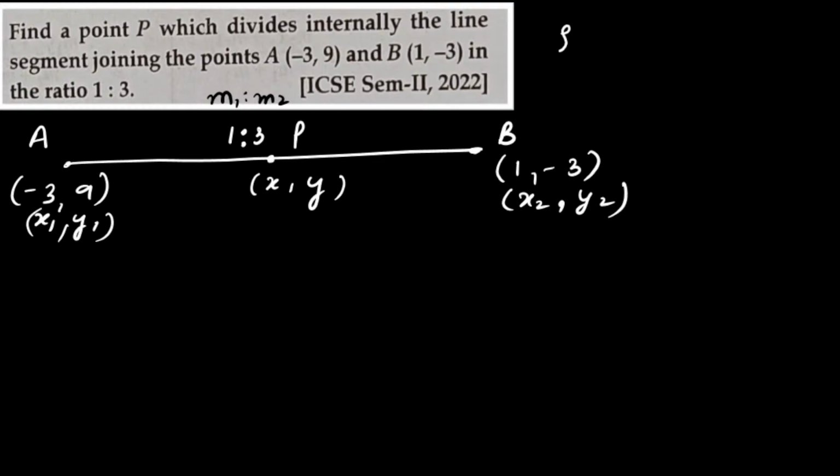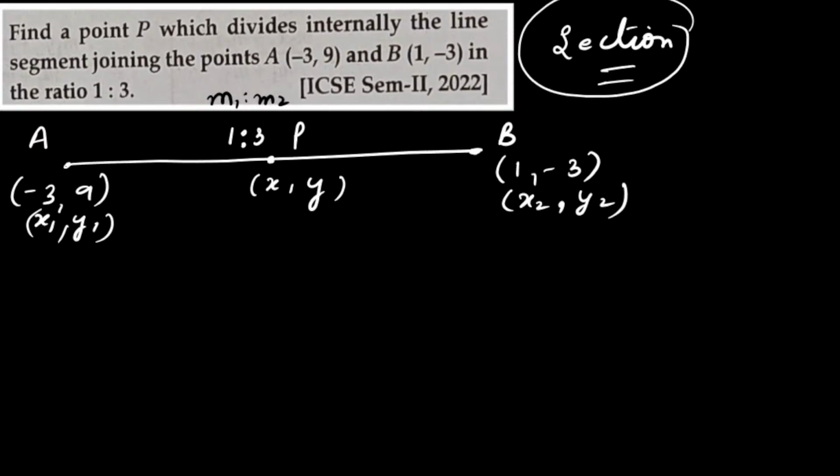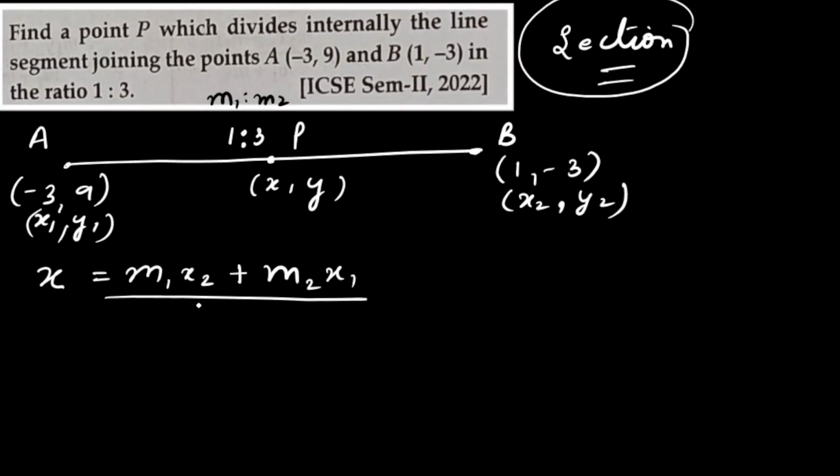So section formula, I told you, when the line is divided by some point into two parts, there we have to use the section formula. We can find the coordinate of x using this formula: m1 x2. When m1 is there, x2 should be there. So 1 with 2 always, like this you can remember. M1 x2 plus M2 x1 by M1 plus M2.